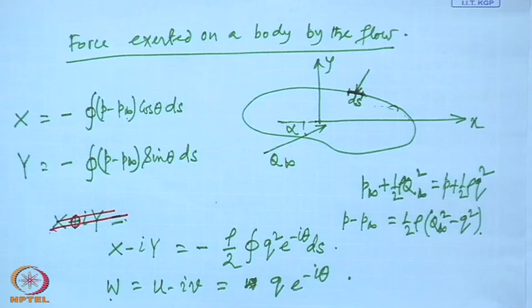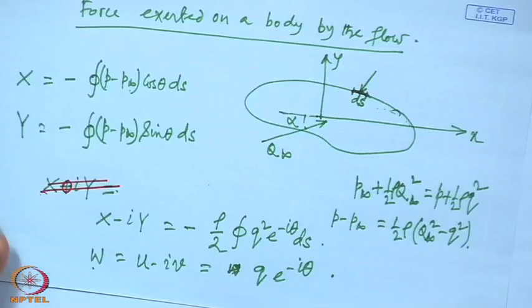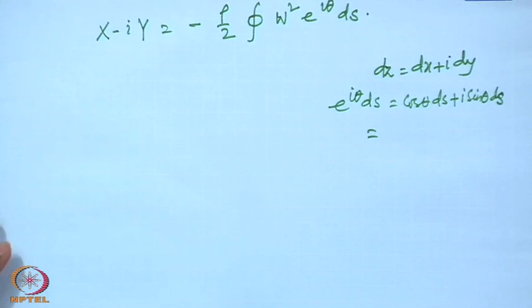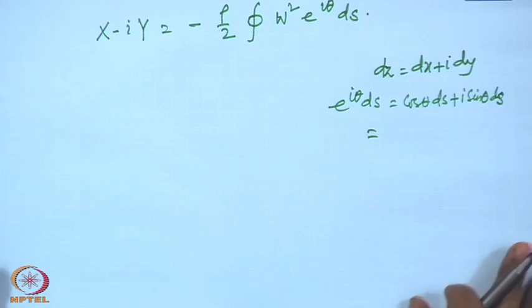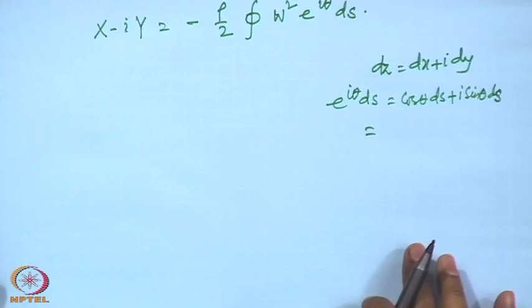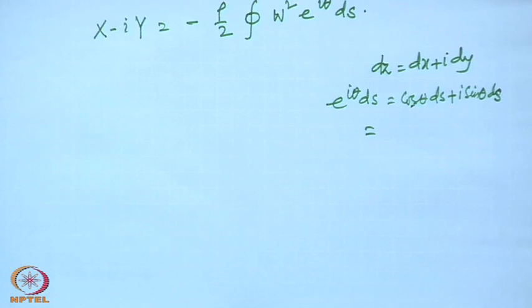Ds minus only i dy. Only i dy, no x. What is this becoming? Minus dx plus i dy, and what is that?